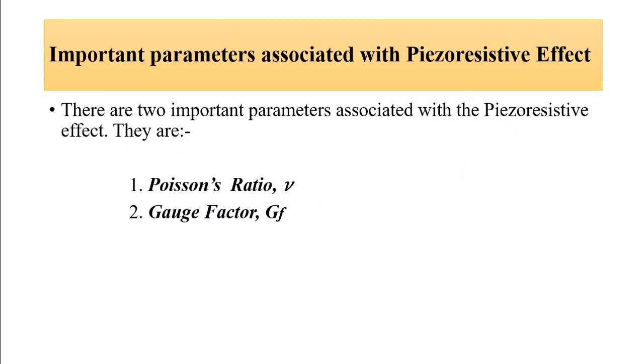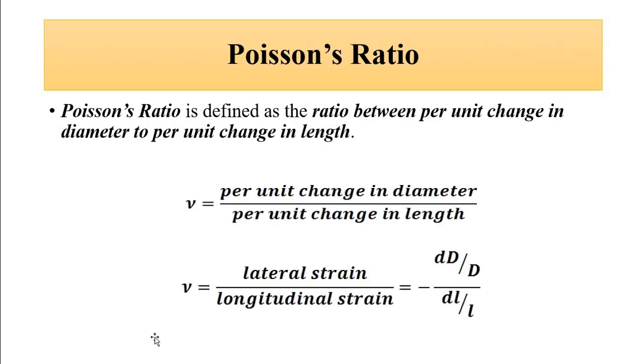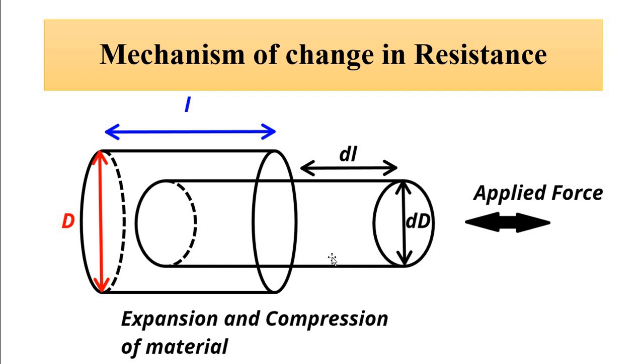Okay, now there are 2 important parameters which are associated with strain gauge. Basically, with the piezoresistive effect, there are 2 parameters: first, Poisson's ratio, and second, gauge factor. So what is Poisson's ratio? As I said, when any material is subjected to any kind of force, it undergoes compression and expansion. In compression, the cross-sectional area or diameter increases and the length decreases, and in expansion the length increases and the cross-sectional area, which is measured through the diameter, decreases.